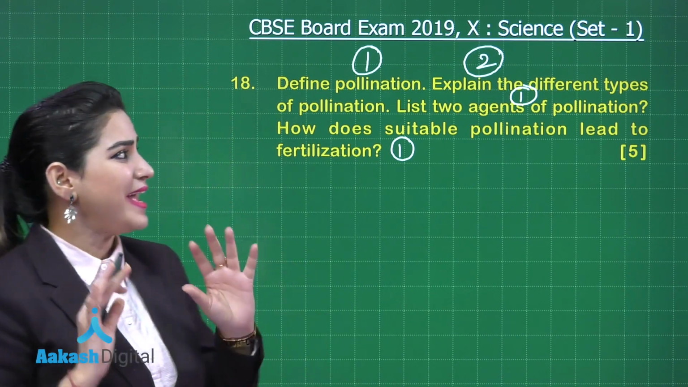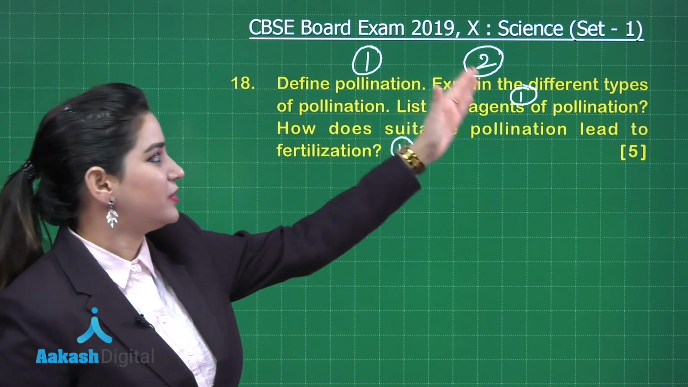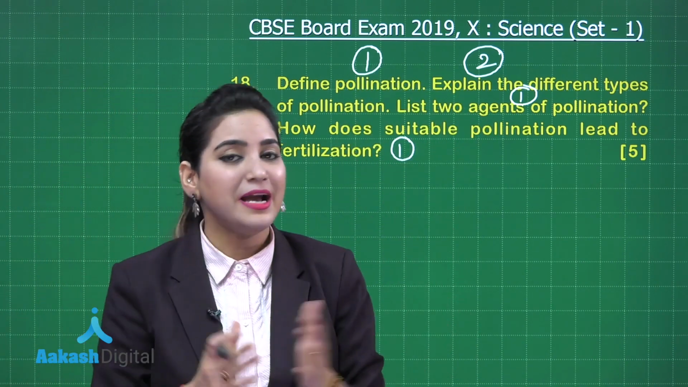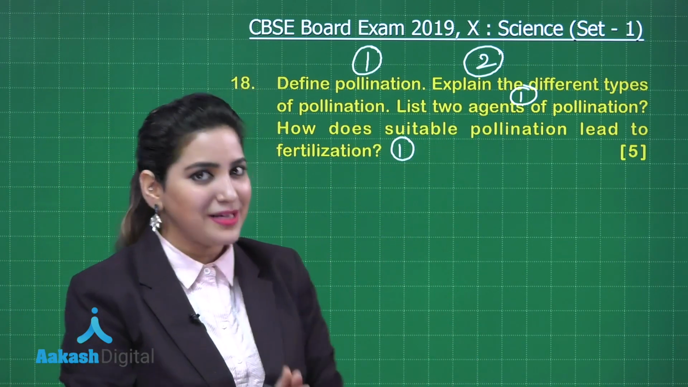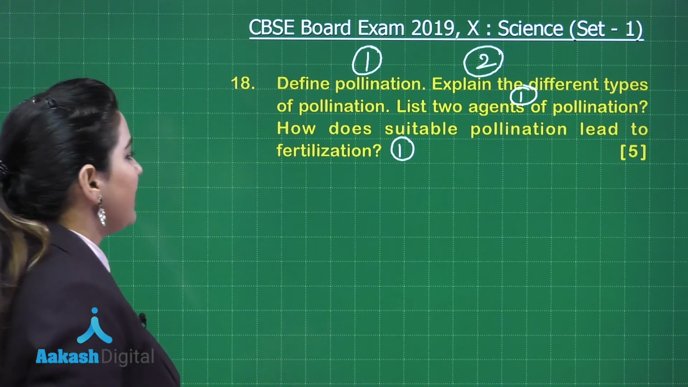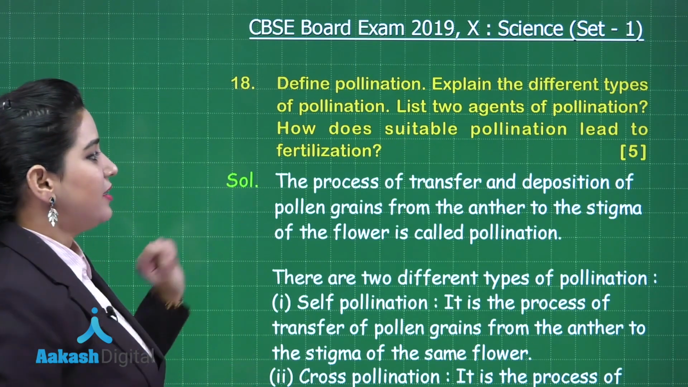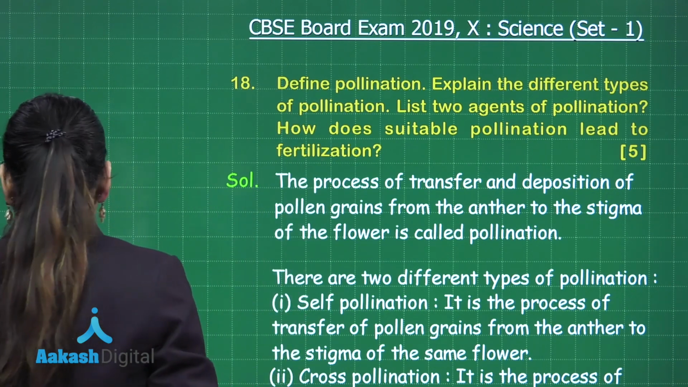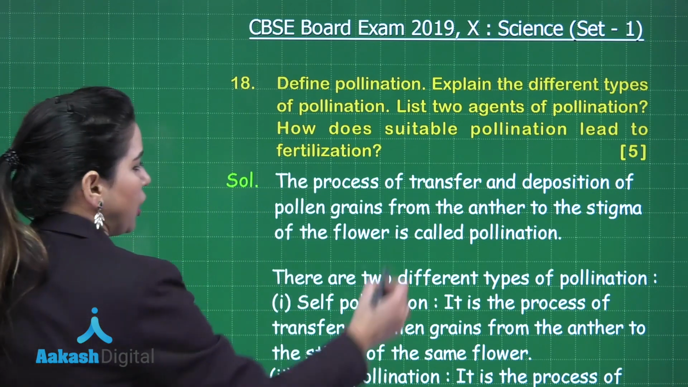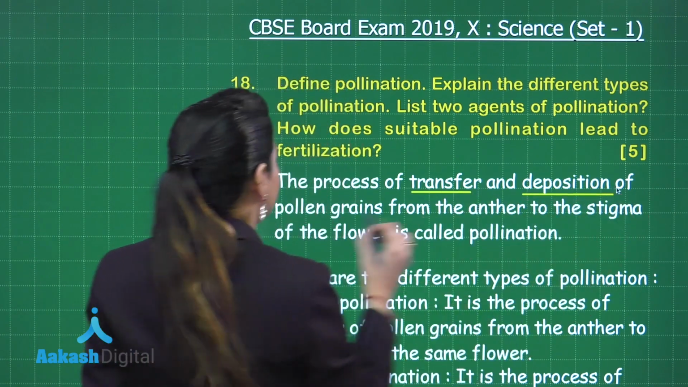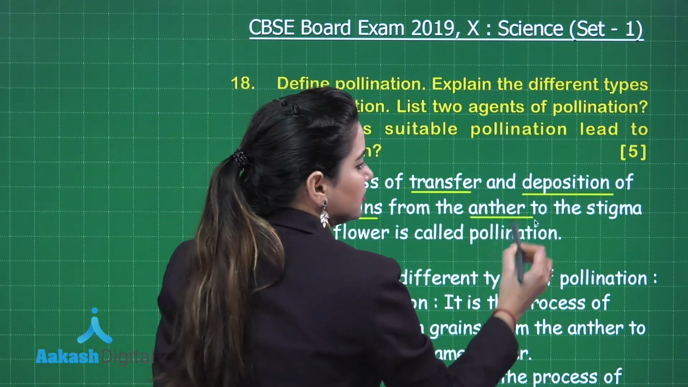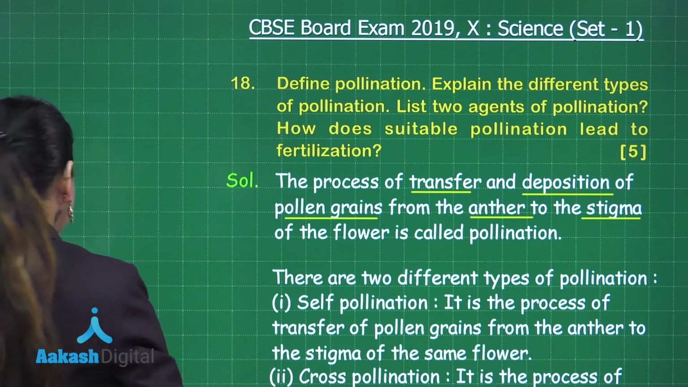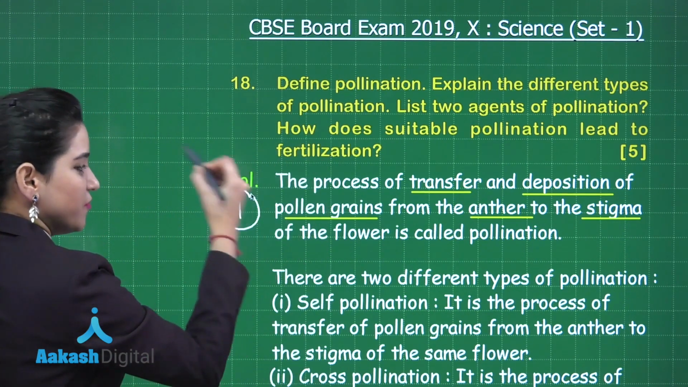So even if you are able to answer till this part or this part, you are going to get 1, 2, 1 and 1 marks individually for every part. Now let us try to see how to write it in a correct way. So the first part would be the definition of pollination. What is that? The process of transfer and deposition of pollen grains from anther to stigma of the flower is known as pollination. And as I have promised, this is going to give you 1 mark.